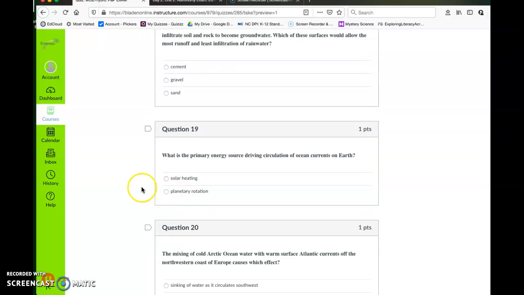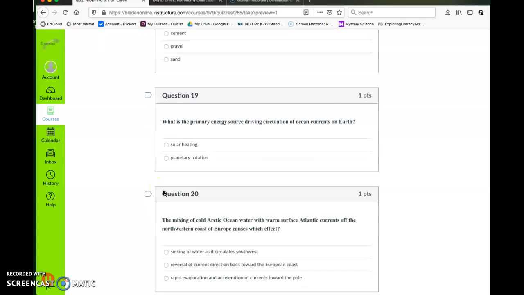Question 19. What is the primary energy source driving circulation of ocean currents on Earth? Solar heating or planetary rotation?